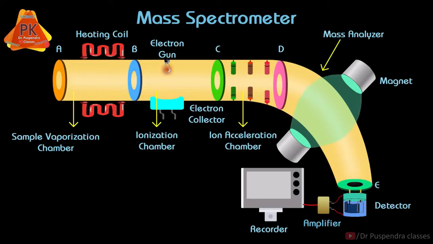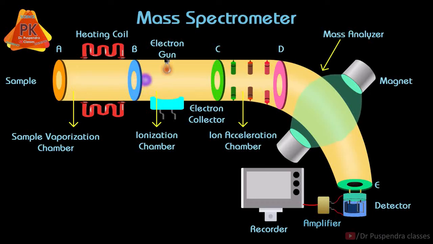So first sample will be inserted through slit A into the sample vaporization chamber, and here if sample is present in solid or in liquid form, then it will convert in the form of vapor due to heating, and the heating is given by heating coil. Now this vaporized sample will go further through slit B and it will enter into the ionization chamber.